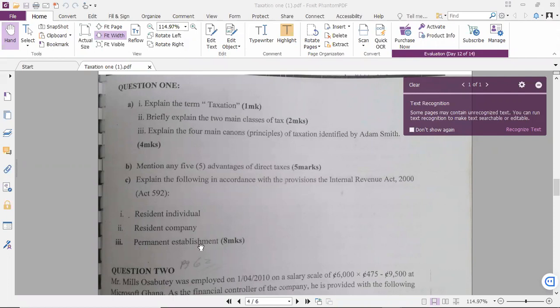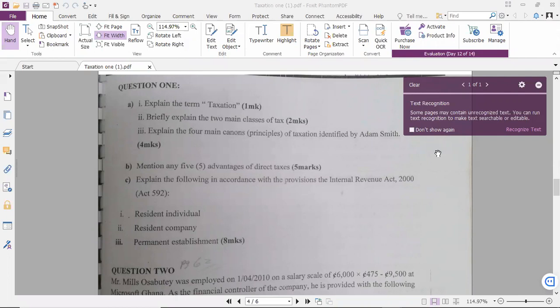A resident company is a company that is incorporated under the Companies Act, or the company's law. A company that is directly or indirectly controlled by a resident person is considered a resident company. Then you have a permanent establishment. So you go and look out for these ones and acquaint yourself with them.